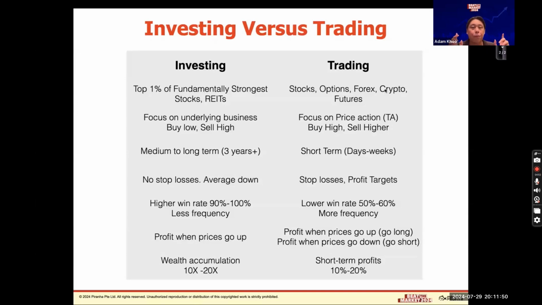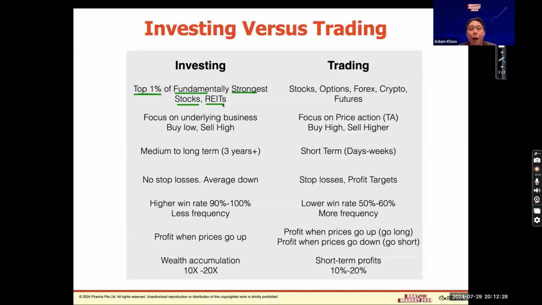So before we learn about high probability trading today, how to achieve consistent profits trading the markets, let me make a very clear distinction between investing and trading. Remember that for investing, we only want to buy the top 1% of the fundamentally strongest stocks in the market, the best of breed, or invest in REITs for some of you. And we only want to buy these great companies when they are undervalued, correct?